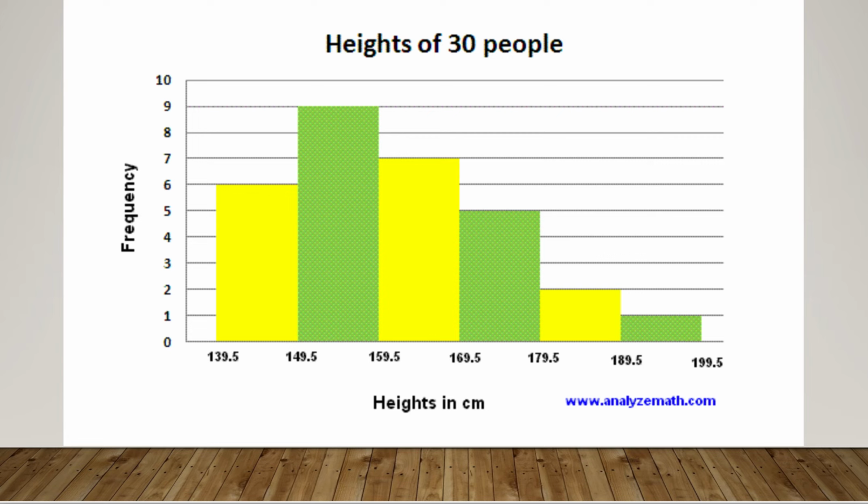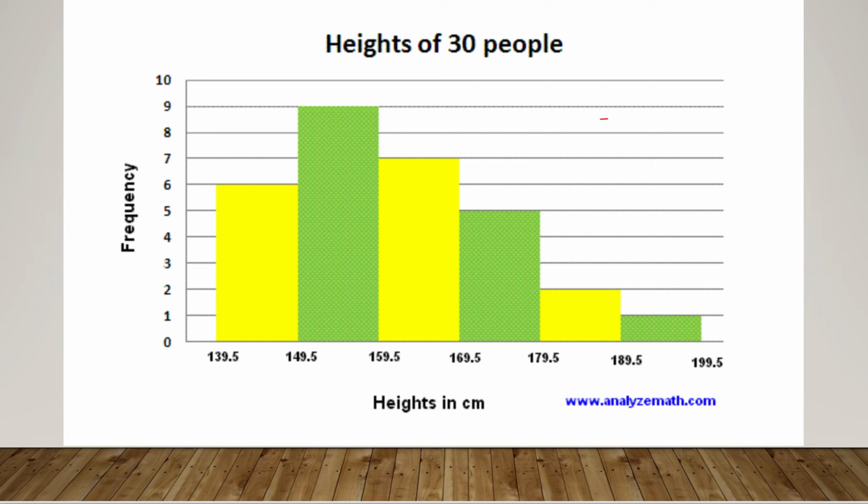We have an example where we have a bar graph that shows the heights of 30 different people. We see that the heights are listed across the bottom of the graph and the frequencies are across the top. So let's be sure that we understand what this graph is showing before we get started.